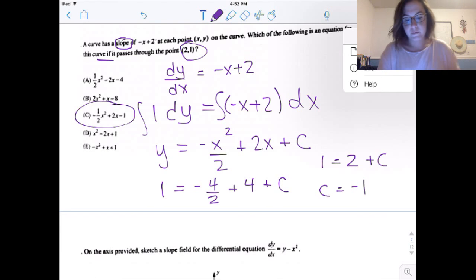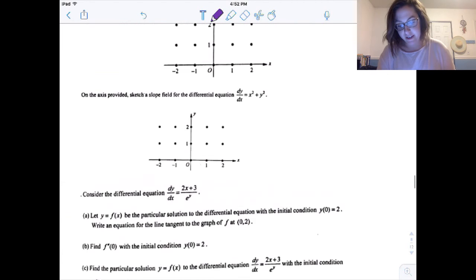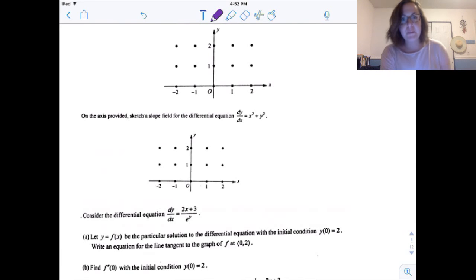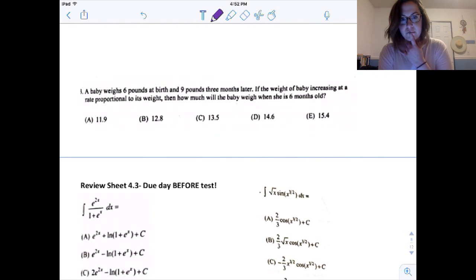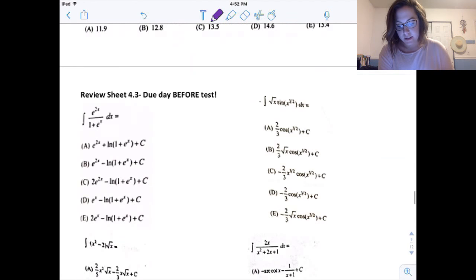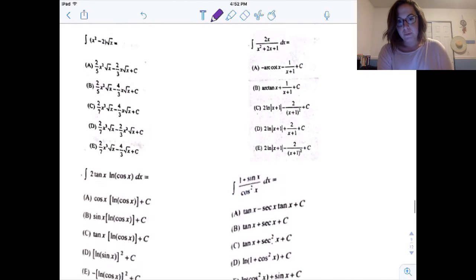Let me see if I can see any others. Be able to draw a slope field. Definitely be able to match slope fields. Be able to separate. Be able to figure out when to use PERT, right? We did that in last class. We'll go over this review in my class tomorrow.